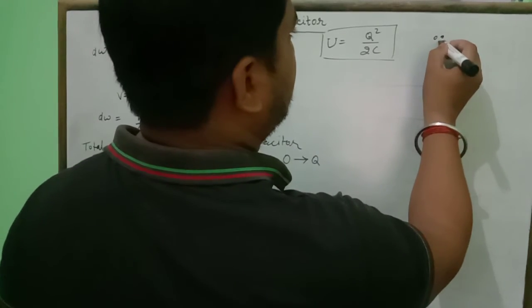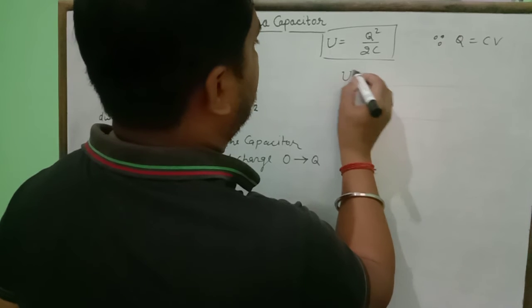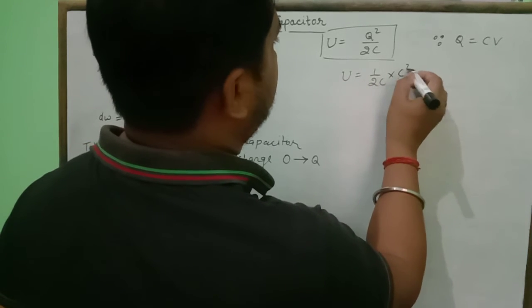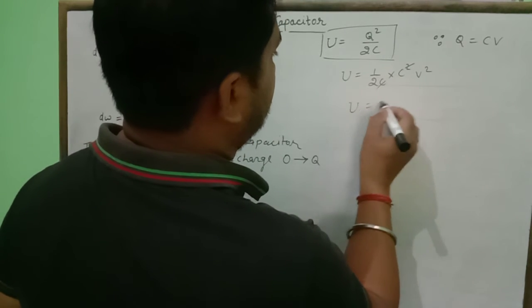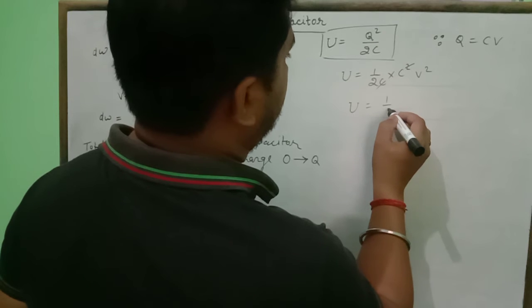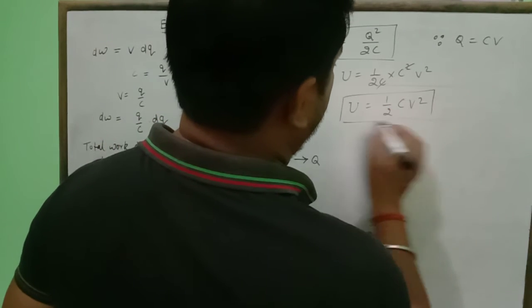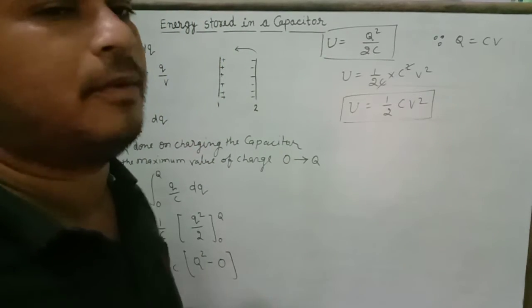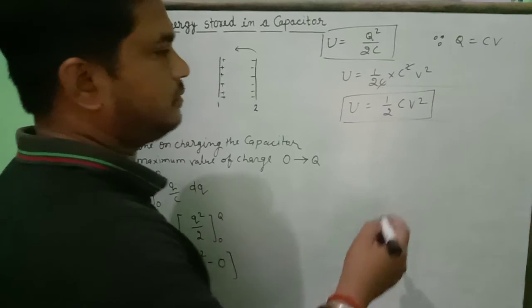Since we know that Q is equal to C dot V, this energy can be written in terms of the potential: C square V square upon 2C, where C cancels, so 1 upon 2 CV square. This is the energy stored in the capacitor in terms of the potential difference between the plates of the capacitor.